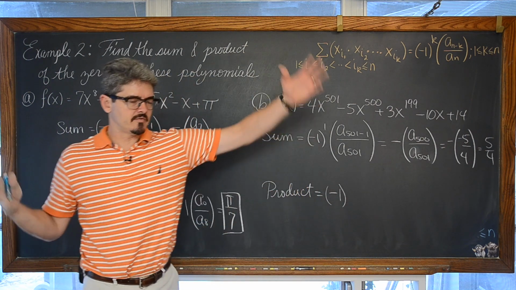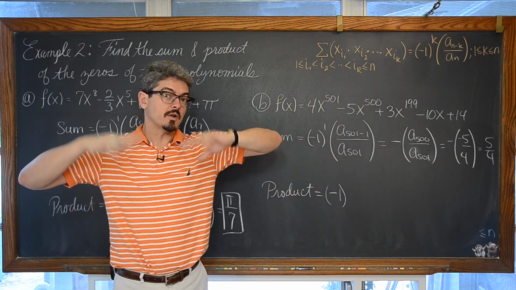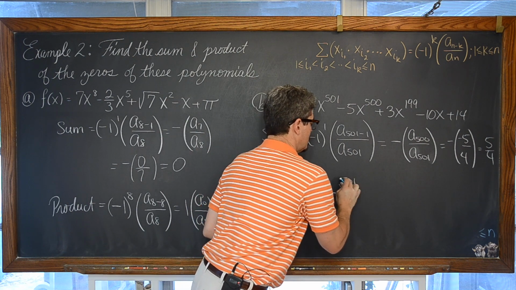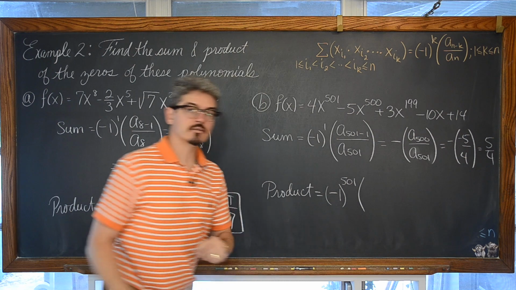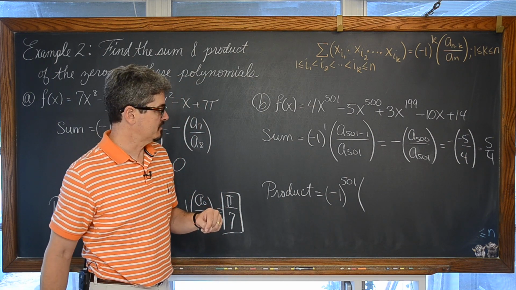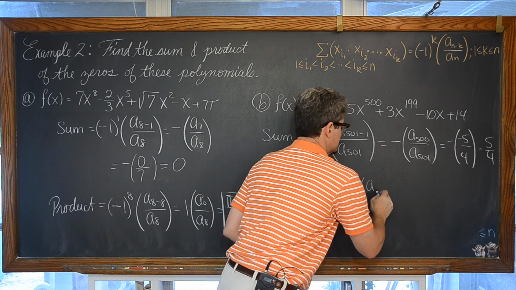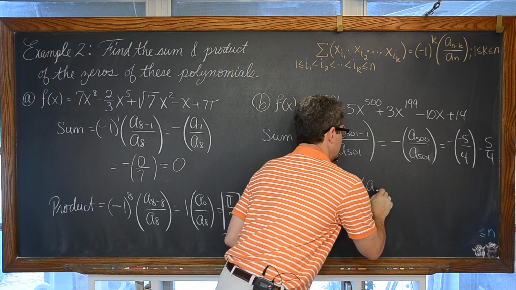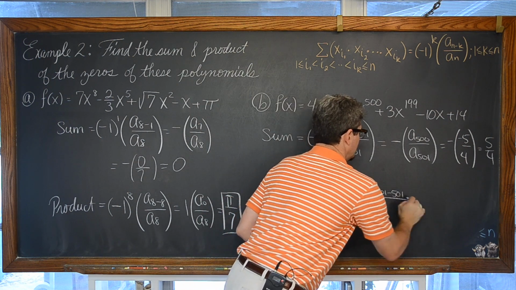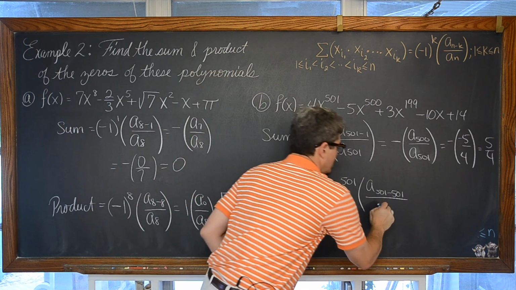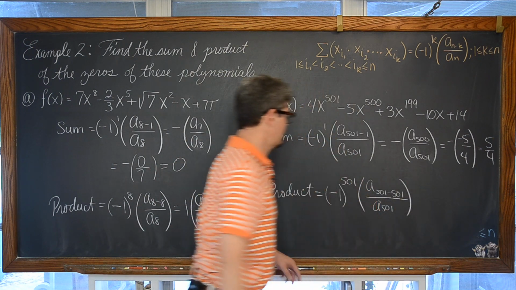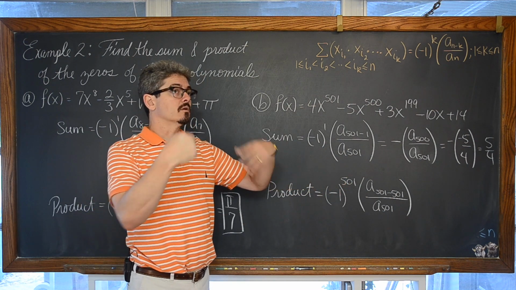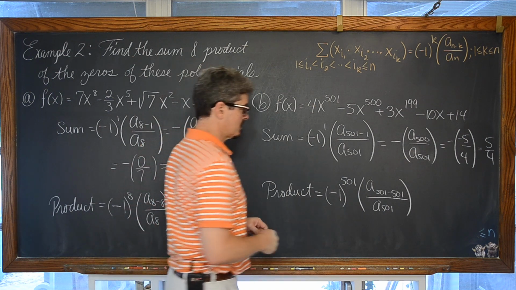And the product of our roots is going to be negative 1 raised to the k power. We don't want a bunch of individual sums or terms that we're adding. We want all 501 roots together. So k is going to be 501, and all that we really care about there is that we're going to have a negative 1 raised to an odd power, so it's negative, times a sub 501 minus 501, n minus k, over a sub 501. Basically, again, with just the product, it's the constant divided by, well, negative 1 to the k power times the constant over the leading coefficient.